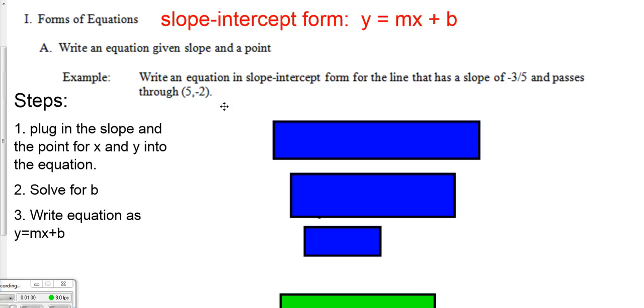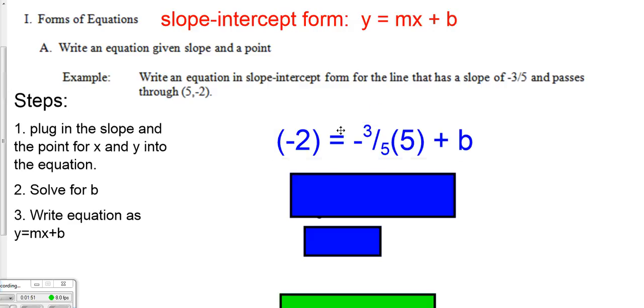So our steps for writing an equation with this slope and this point, we can put it in point-slope form, but it might be just as easy to do it in slope-intercept form. So we start with our basic slope-intercept form, y equals mx plus b. Plug in the slope for m and the x and the y into the x and y spots. That will look something like this. Our m, the slope, is right here, -3/5. y is this -2, it goes right here. x is this 5, it goes right here. So we have -2 equals -3/5 times 5 plus b.